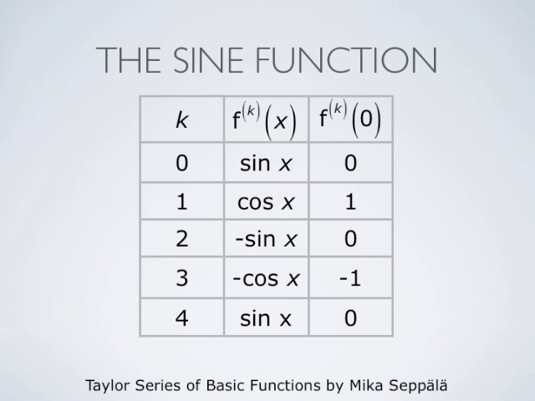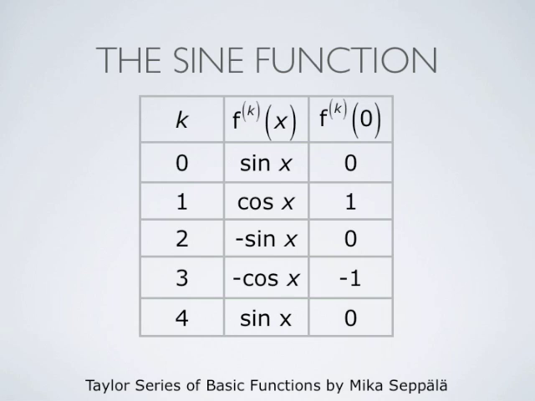Let us next consider the sine function. To form the Taylor series of the sine function at the origin, that is the Maclaurin series, we have to compute values of derivatives of the sine function at the origin. First of all, the sine function itself takes the value 0 when x equals 0. Its derivative is cosine, and the value of cosine at the origin is 1.